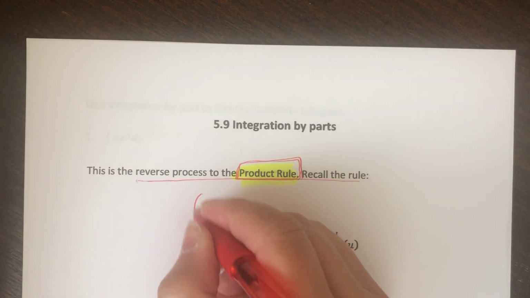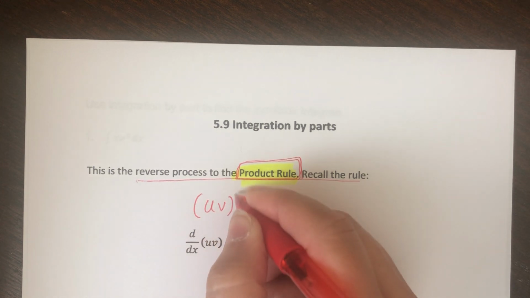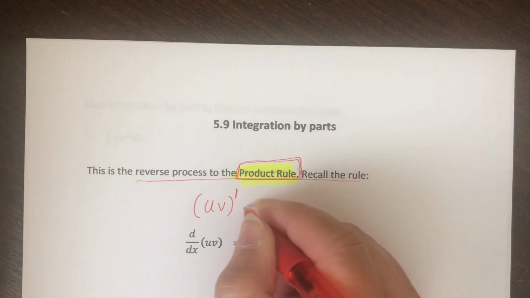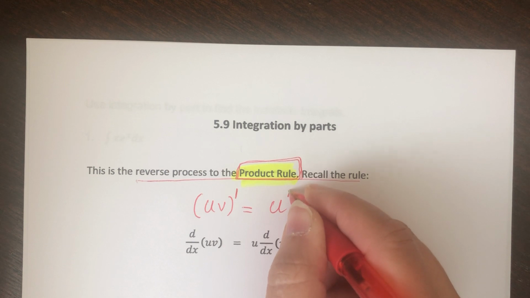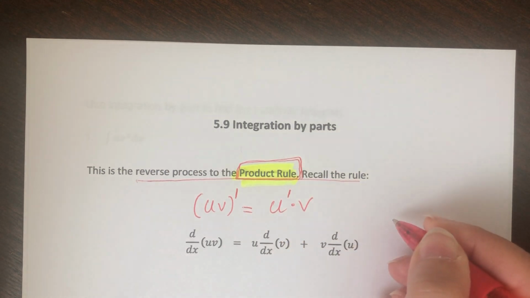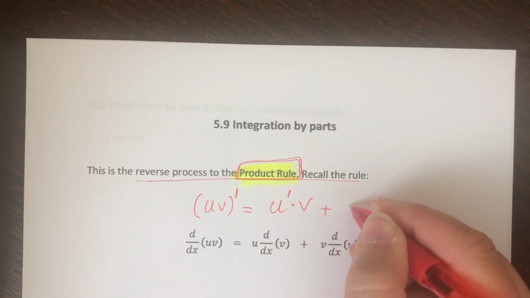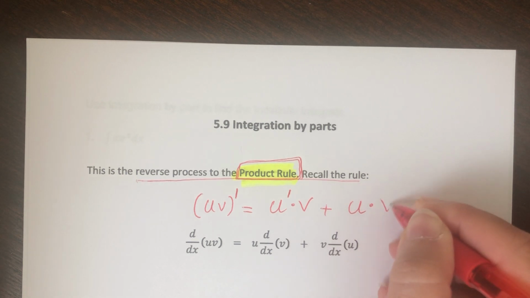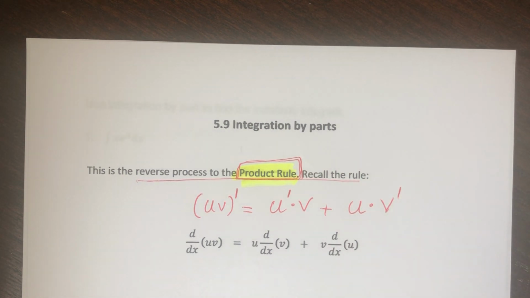What was the product rule? The product rule was that if you take the derivative of a product, we take the derivative of the first times the second left alone, plus leave the first factor alone, times the derivative of the second factor. So that's exactly what we're going to play with.